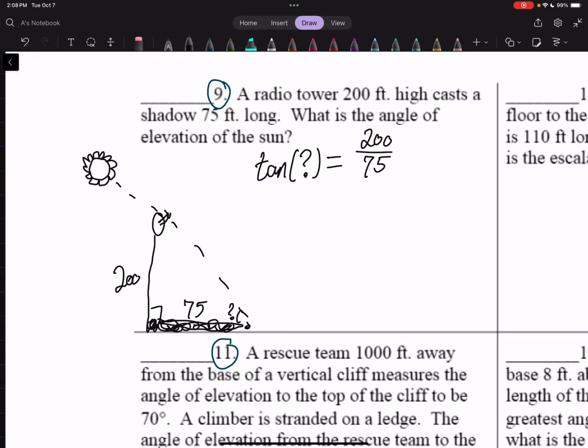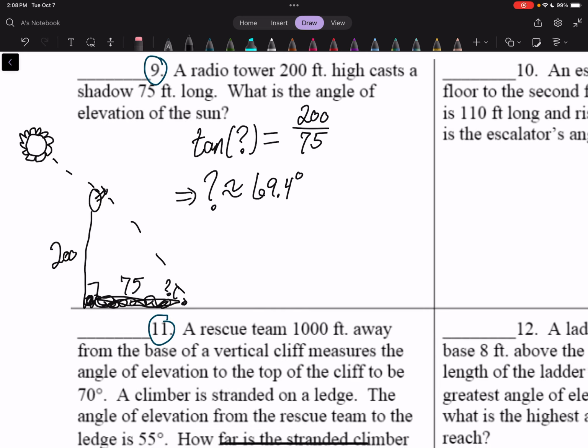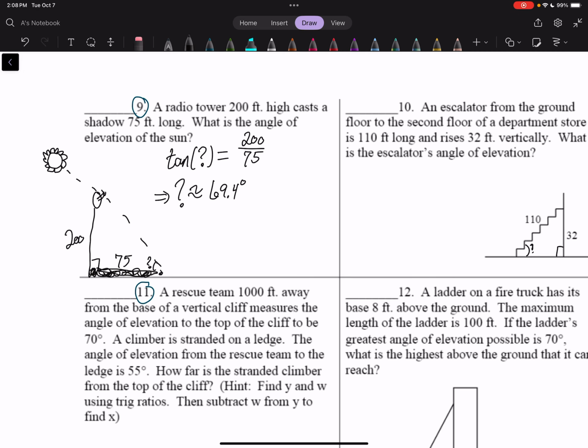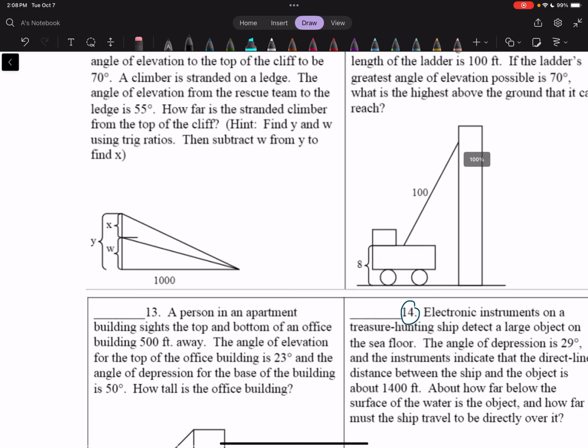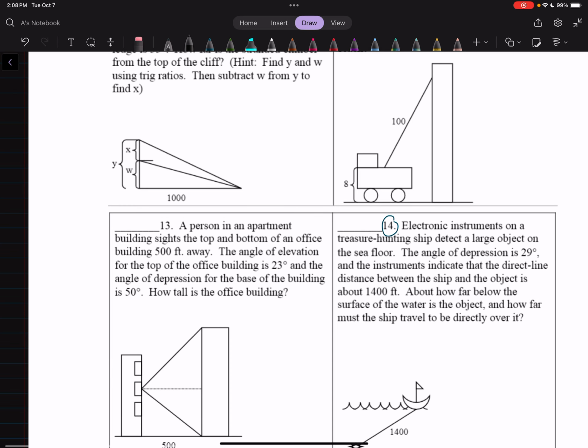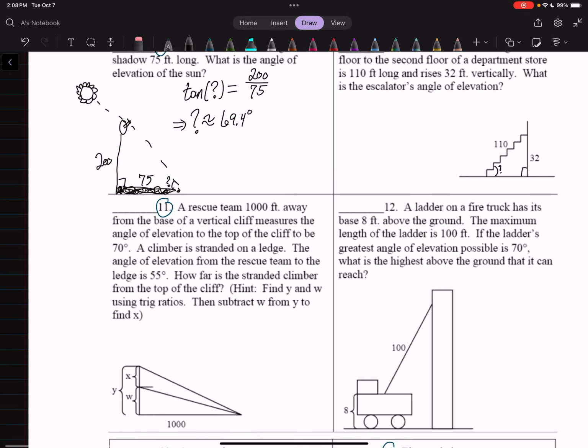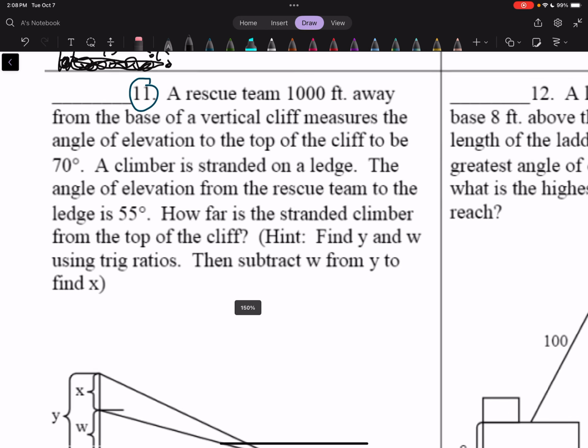There's my equation I need to set up. And I'm going to get approximately 69.4 degrees. You can try number 10 and 12 and 13. I'm going to do 11 and 14, and we'll be done for the lesson portion.